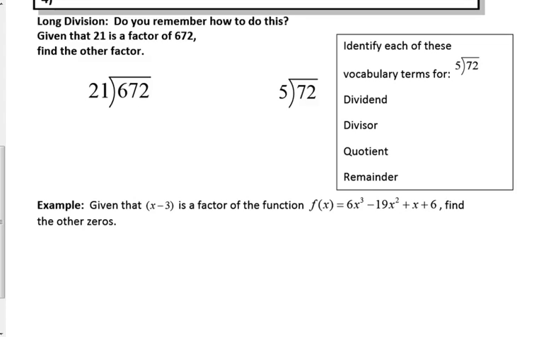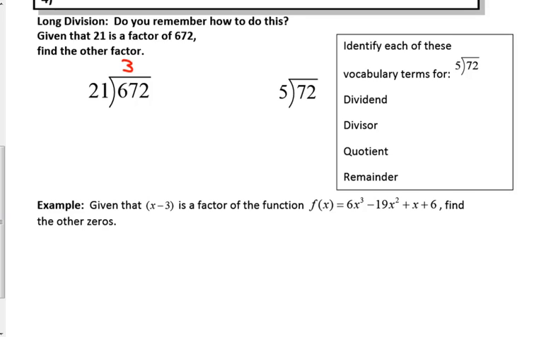So what you're going to do is look at this 21, which is my divisor. How many times does 21 go into 67? Don't anybody pick up their calculators. Twice? 3. Oh yeah, 3 times, right? Okay. So I'm going to put the 3 up here.